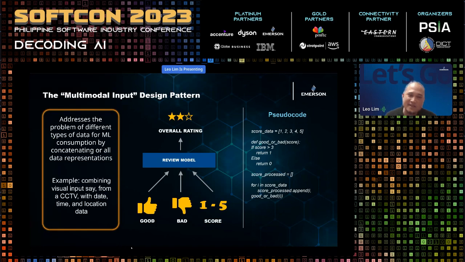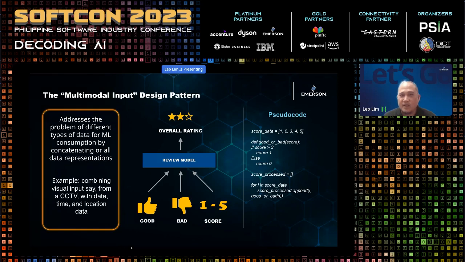Date time is date time, location may be coordinates, right? A CCTV is a large type of data. It's also composed of bits and bytes, but if you look at it, it's going to be big. So how do you then concatenate those? There are really different ways of doing this, but again, I'm going to provide you a very simple example, and you can make this as complex as you want.